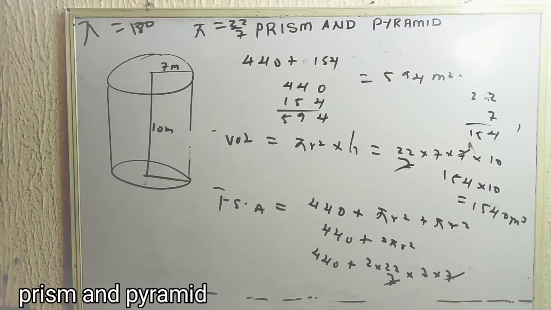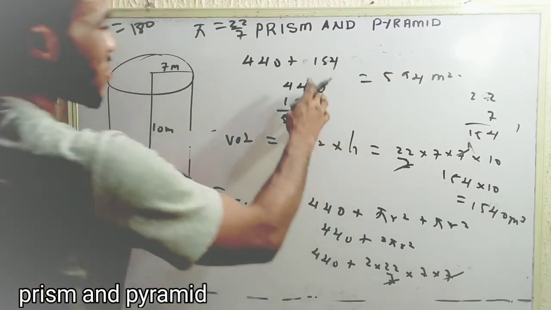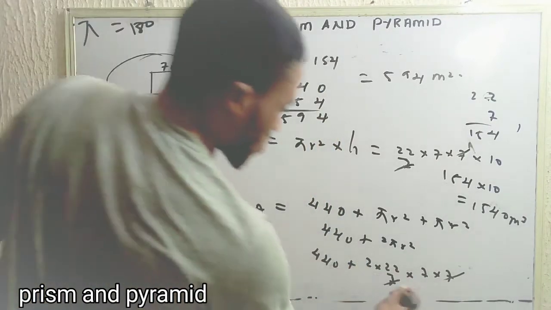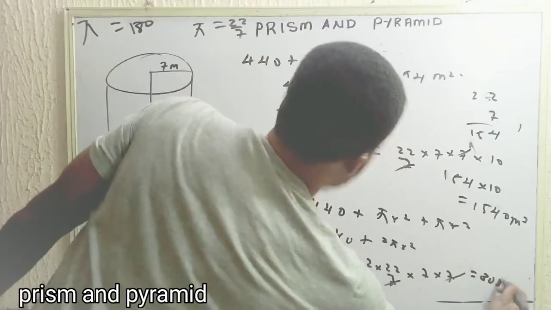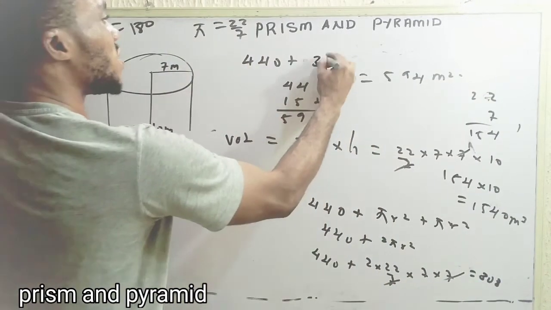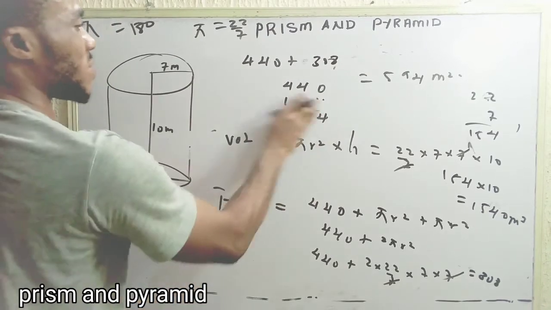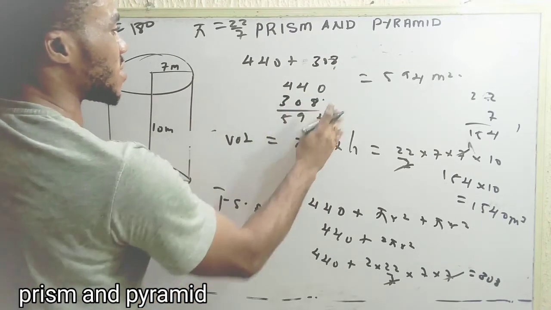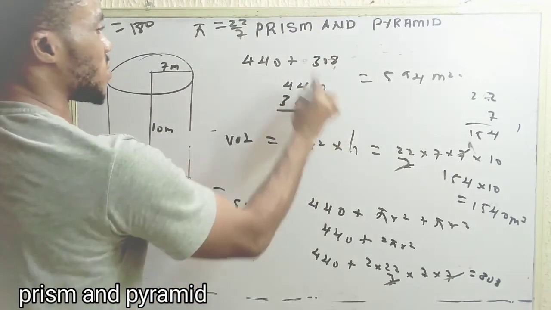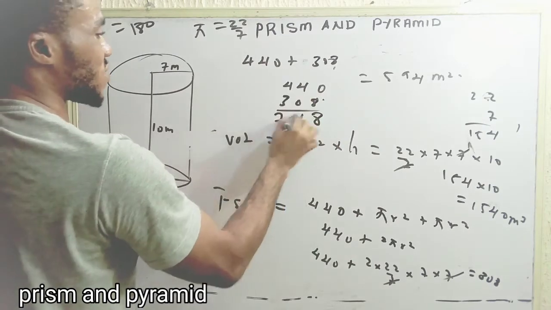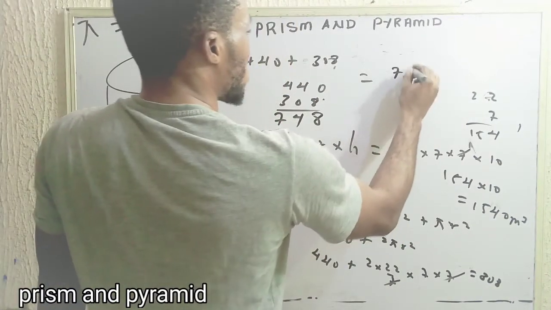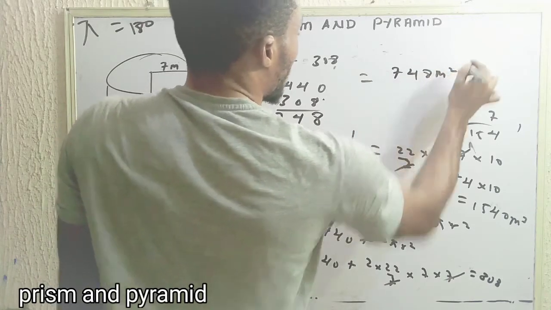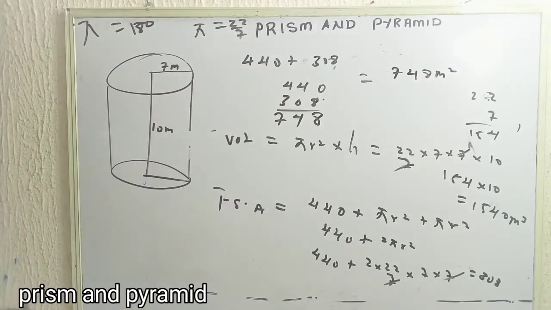So I think from this one that there was a mistake. This times this has 44 times this. I should have about 308. So it should be the addition of 308, not 154. Sorry about that. So I have the 308 here. So add them again. This is 0, this is 4, this is 7. So I have 748. That is for the total surface area of that figure.